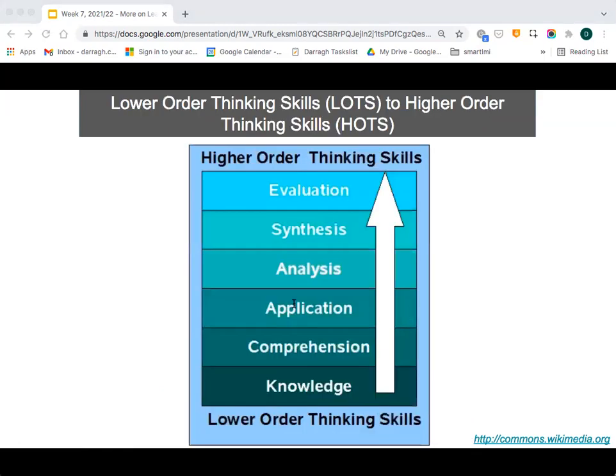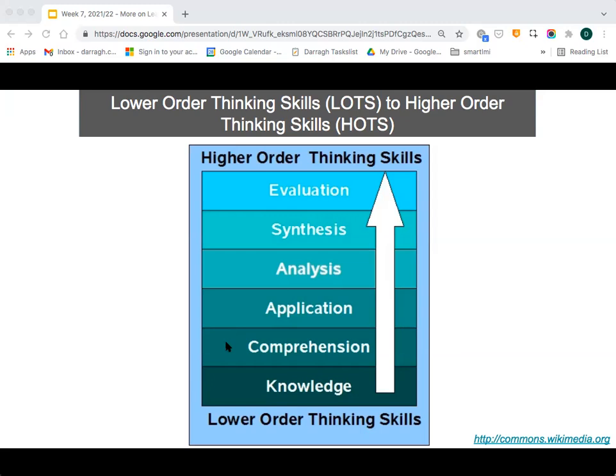And the idea with this categorization and hierarchy is that at the lower end, you have lower order thinking skills. So for example, knowledge, just being aware of something, and comprehension, having some understanding of it, as opposed to the higher order skills at the top of the table, which have to do with more complex cognitive tasks, like critically evaluating something, synthesizing something, analyzing something, and so on.